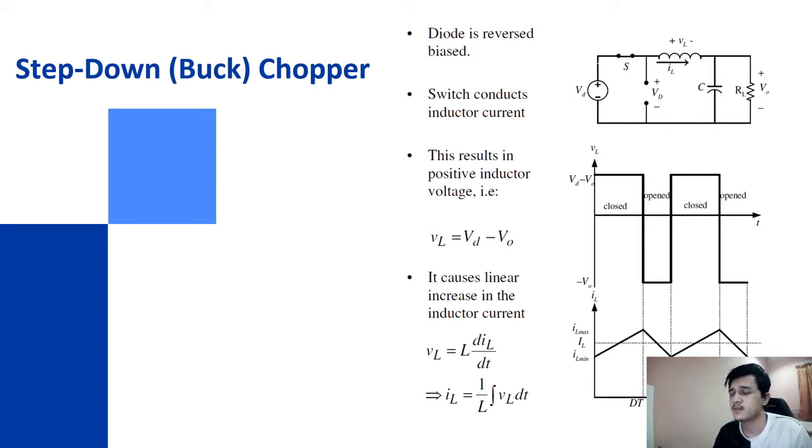Diode is reverse biased. Switch conducts inductor current. This results in positive inductor voltage VL equal to VD minus VO. And lastly, it causes a linear increase in the inductor current, which means VL equals L dIL over dt, so IL equals 1 over L integral of VL dt. And as we can see, this is a circuit and a waveform for the step down chopper.